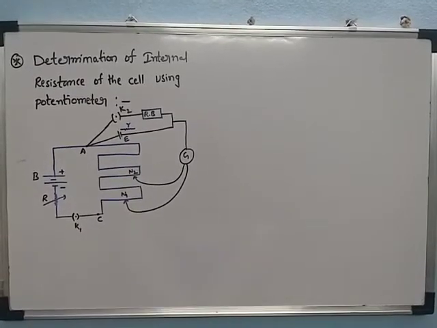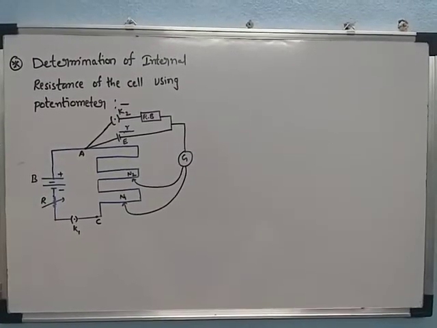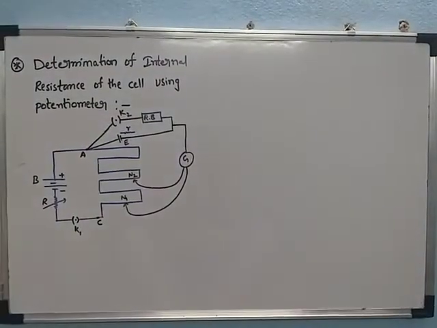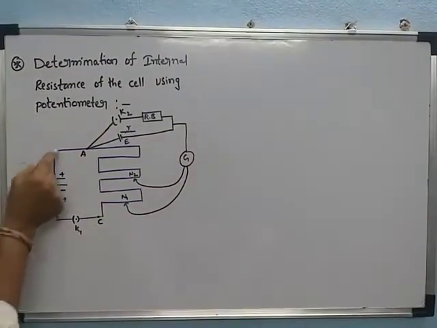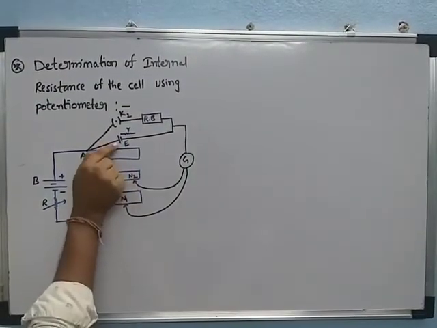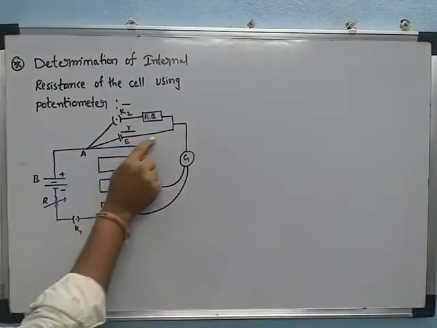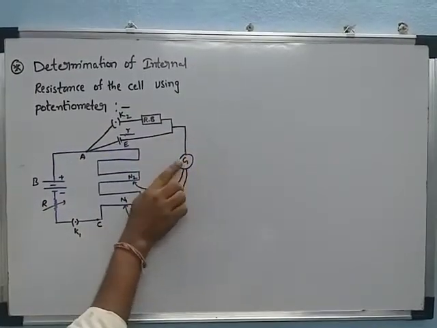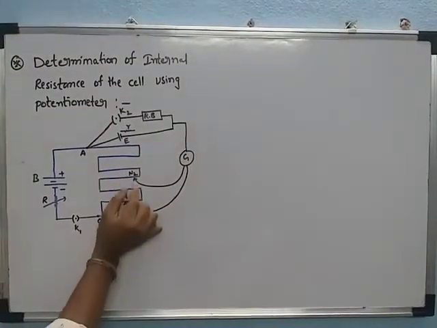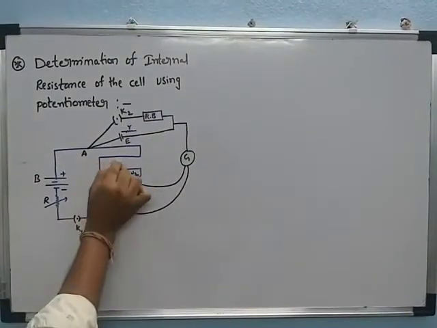Now first, the plug key K1 is closed and K2 is open. Current is drawn from the cell of EMF E, and the galvanometer shows some deflection.